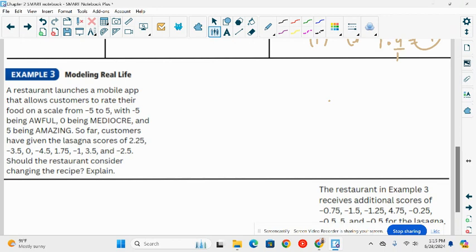Close, but no. Okay, so your key here was to find the typical score. So far, the customers have ordered, and these are the scores. Should the restaurant reconsider? You want to figure out what's the typical score.